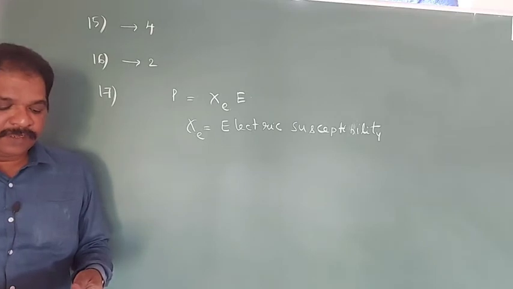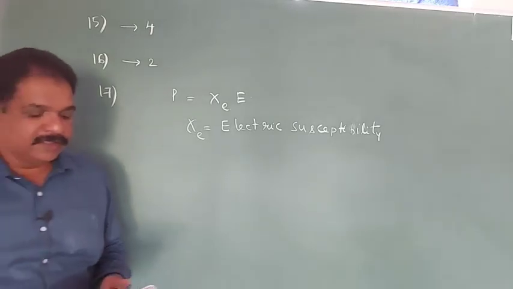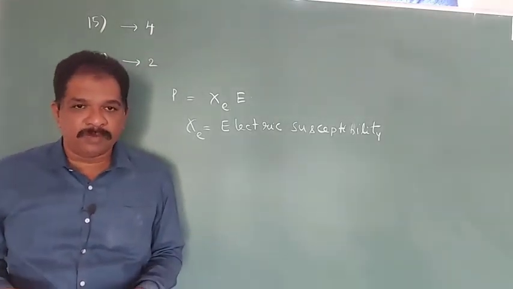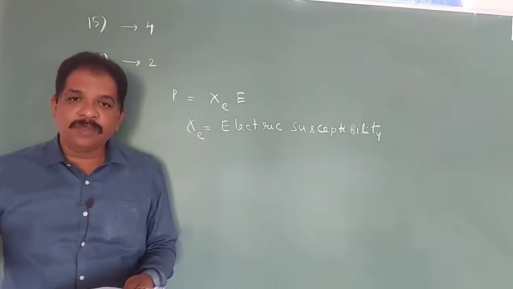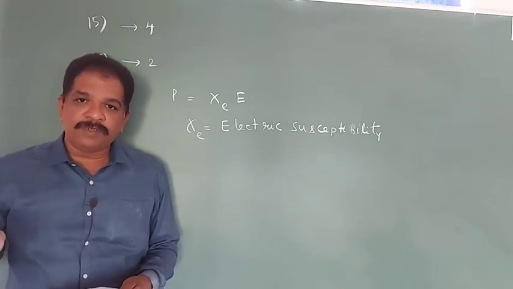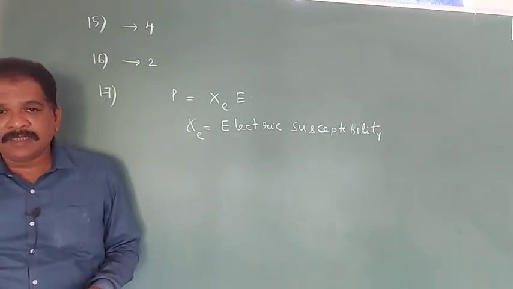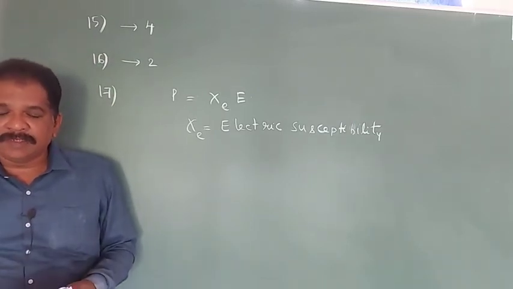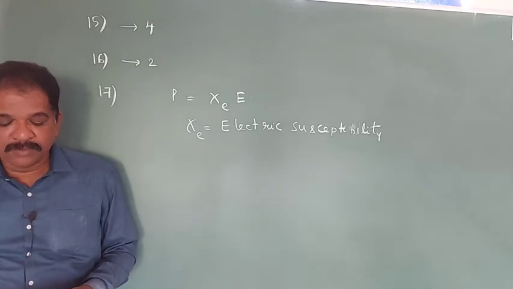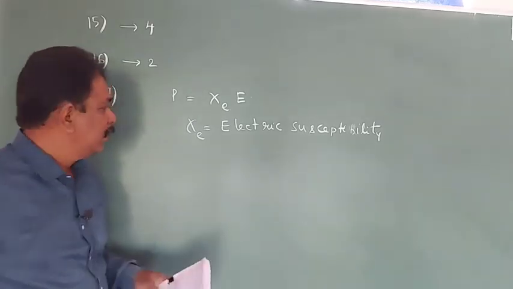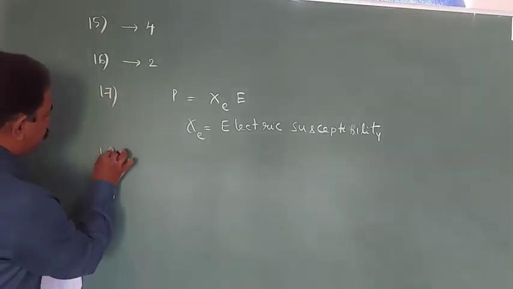Next, question number 18, you see. Which of the following is an example of a polar molecule? A polar molecule means the center of positive charge and the center of negative charge are not at the same point. That will be called a polar molecule. So 18, it will be the fourth option.